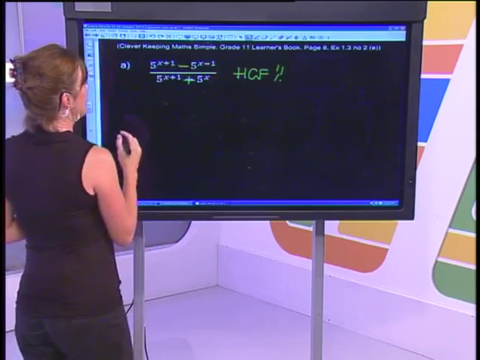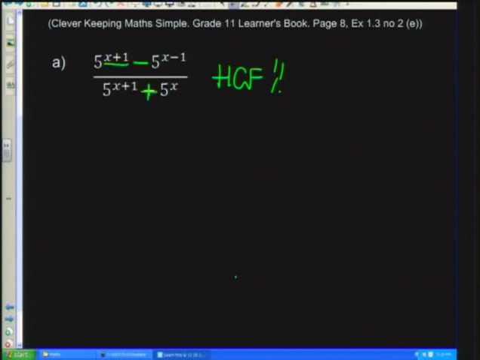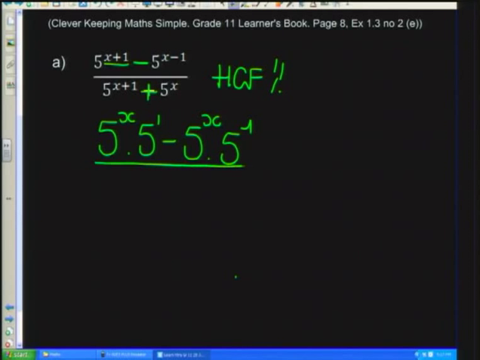Let's start with this though, guys. I've got an x plus 1, so I've got a double exponent over there. Just to make my highest common factor a little bit more clear, I'm going to split that and write it as 5 to the x times 5 to the 1. And I'm going to do the same over here, 5 to the x times 5 to the negative 1. So I've just separated the bases with their exponents.